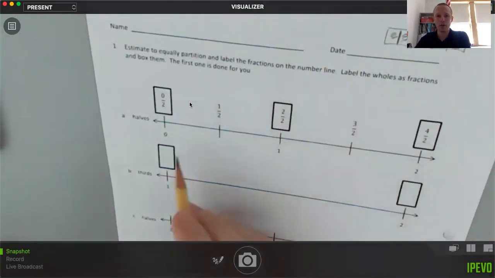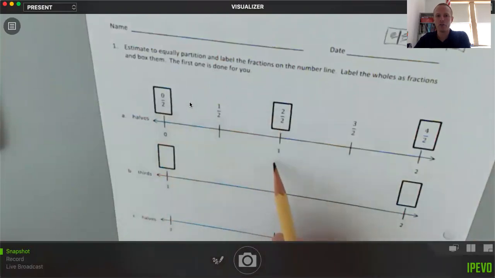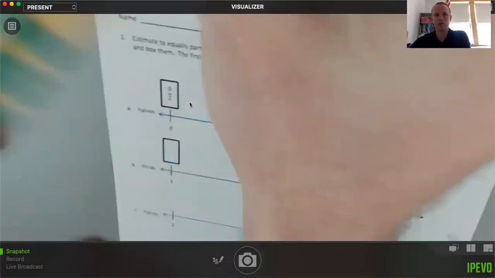So if we're working with halves, you'd label this number line with the whole number fractions, like 0 halves is 0, 2 halves is 1, and 4 halves is 2. And then you'd also place the other fractions on there as well, the fractions that represent parts that are not complete wholes. So let's go ahead and try that with the next one with thirds here.